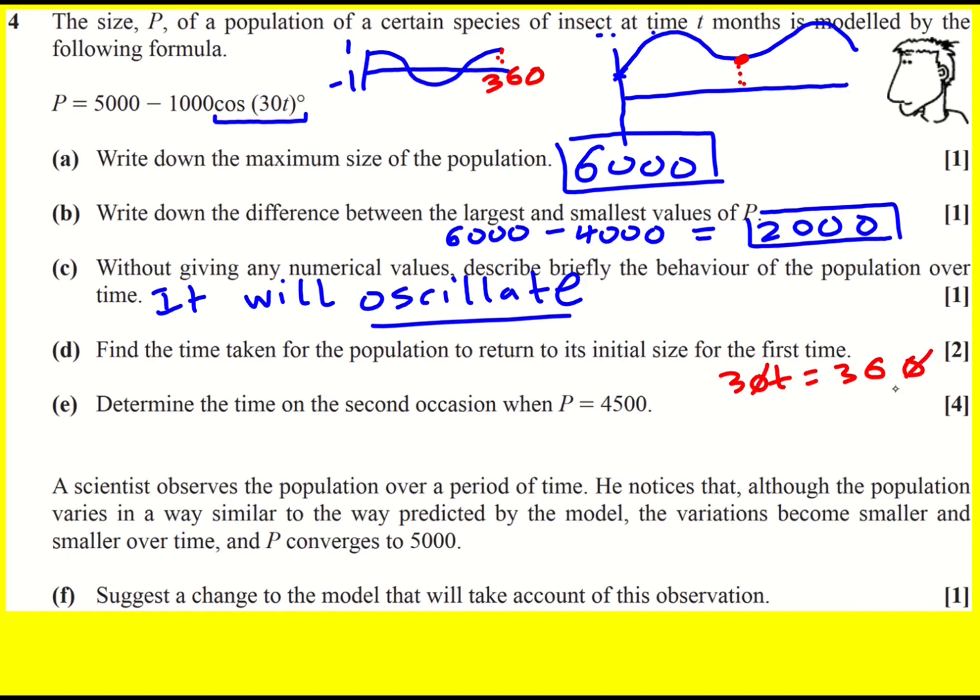So we can divide by 30, t is going to equal 12. It's going to be 12 months. So there's actually a yearly cycle going on here that we can see in this model.